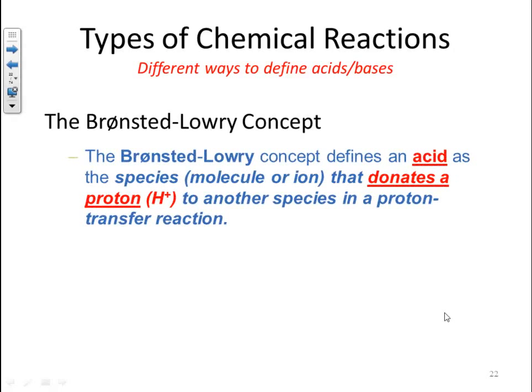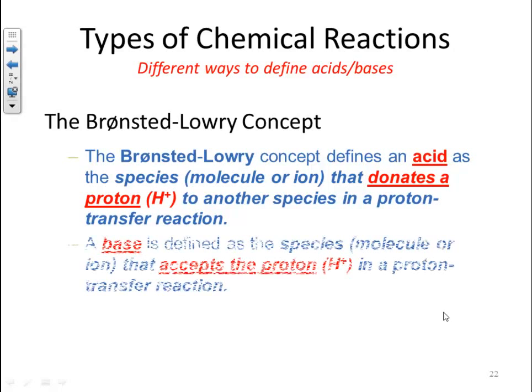The Brønsted-Lowry concept defines an acid as a species, molecule or ion, that donates a proton to another species in the proton transfer reaction. So basically, acid is something that's giving up a proton. A base is defined as the species, molecule or ion, that accepts a proton in a proton transfer reaction. So an acid donates a proton, a base accepts a proton.